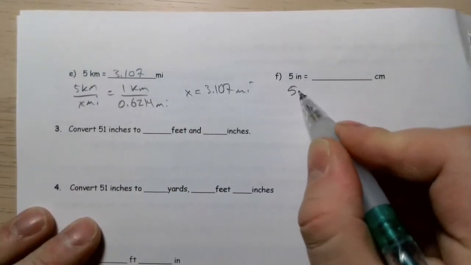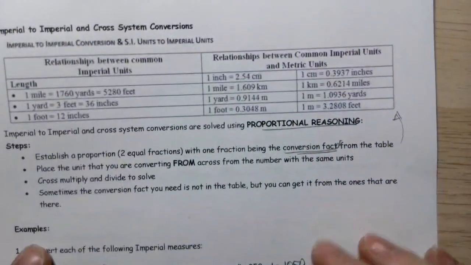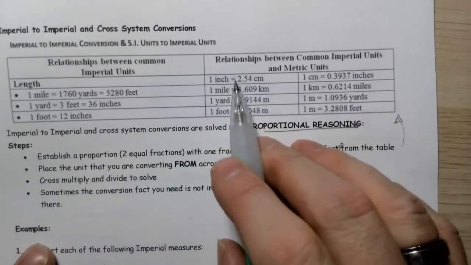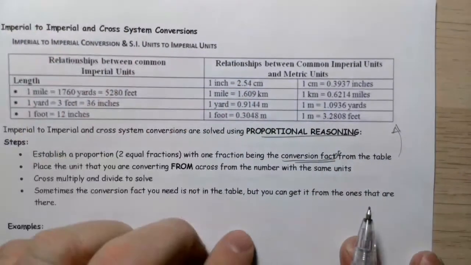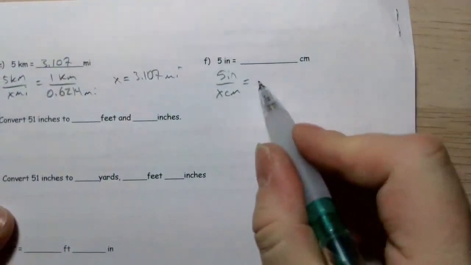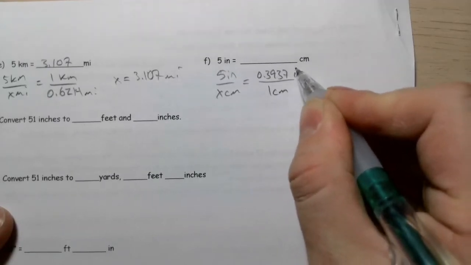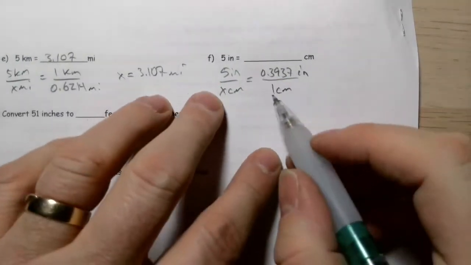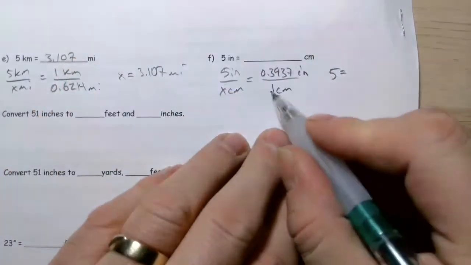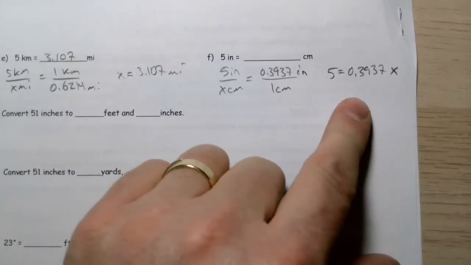I want to convert that to centimeters, so 5 inches over x centimeters. Now we're back to the point where I know the inches. I probably want to grab the centimeters here. But I tell you what, just so you see an example of doing it the other way here, let's do this one. 1 centimeter is 0.3937 inches. So now when I cross multiply, I'm going to get 5 times 1, and I'm going to get 0.3937x.